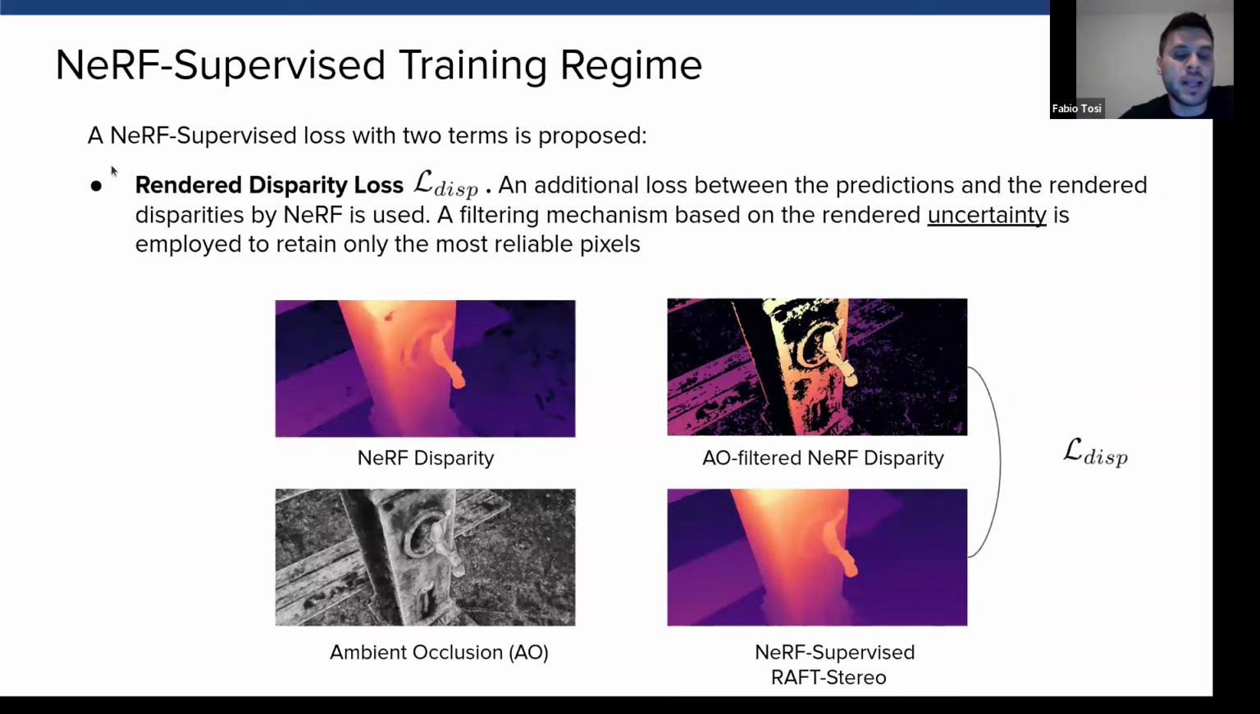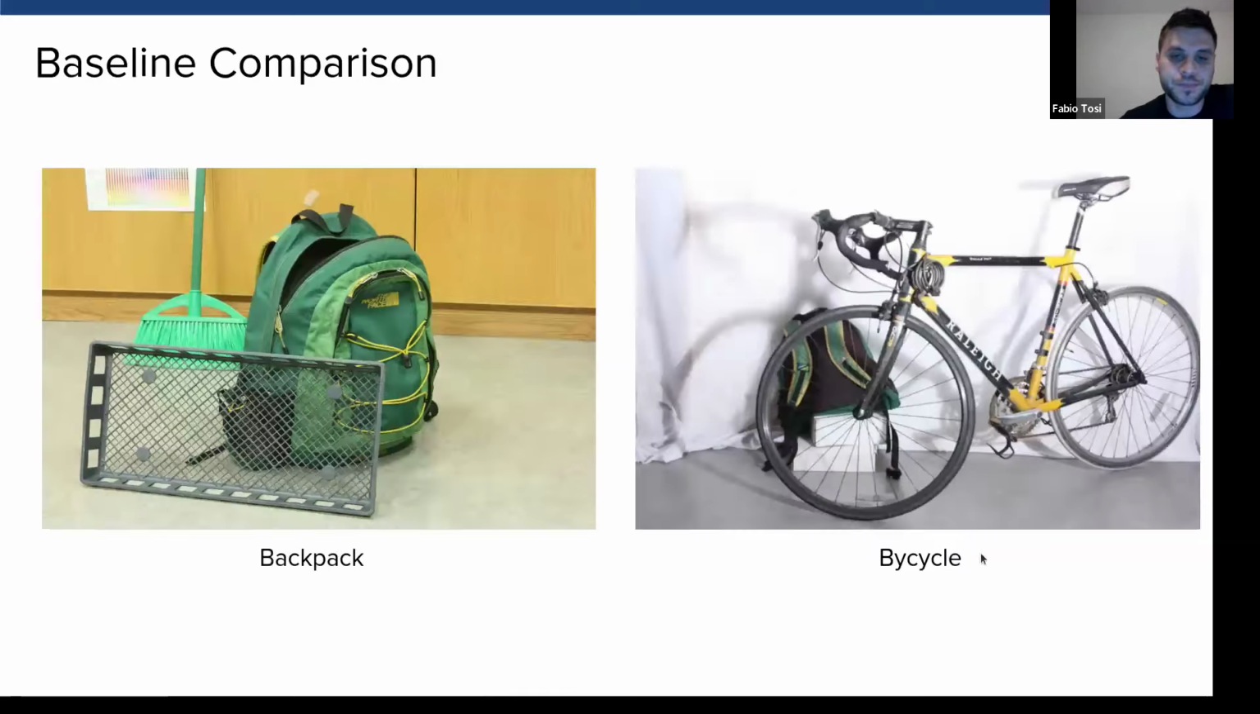And then we apply this rendered disparity loss, which is just a loss between the prediction of the stereo network and the rendered disparity by NeRF. In this case, we notice that Instant NGP produces very good disparities on most challenging regions, but there are also artifacts. So we exploit the ambient occlusion as the uncertainty of the model to filter out disparities, and so obtain more reliable depth points that can be used to supervise the stereo architecture.